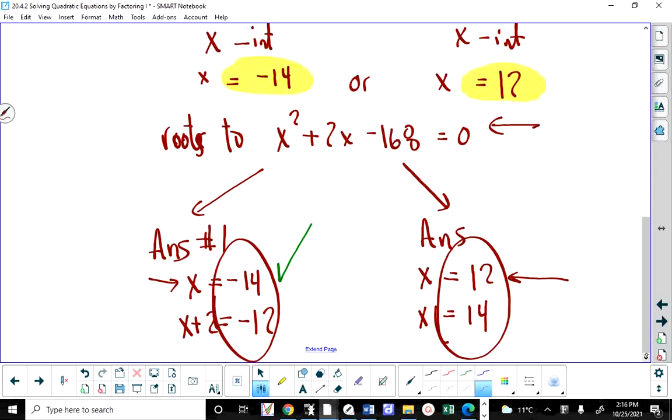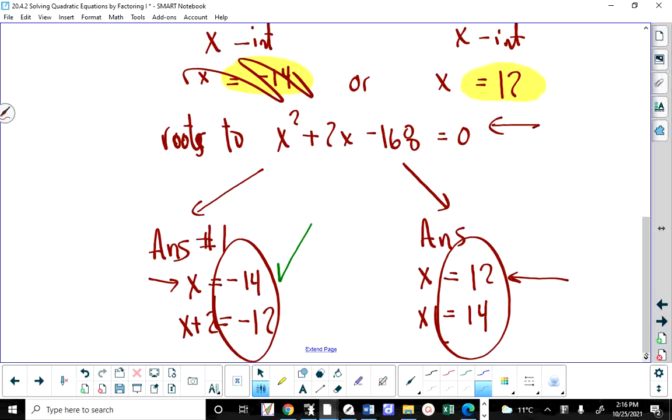So, what this means is the two answers to the equation in my hypothetical time question are negative 14 and 12, except that time can't be negative. So in that case, we don't include that as an answer and we're done.